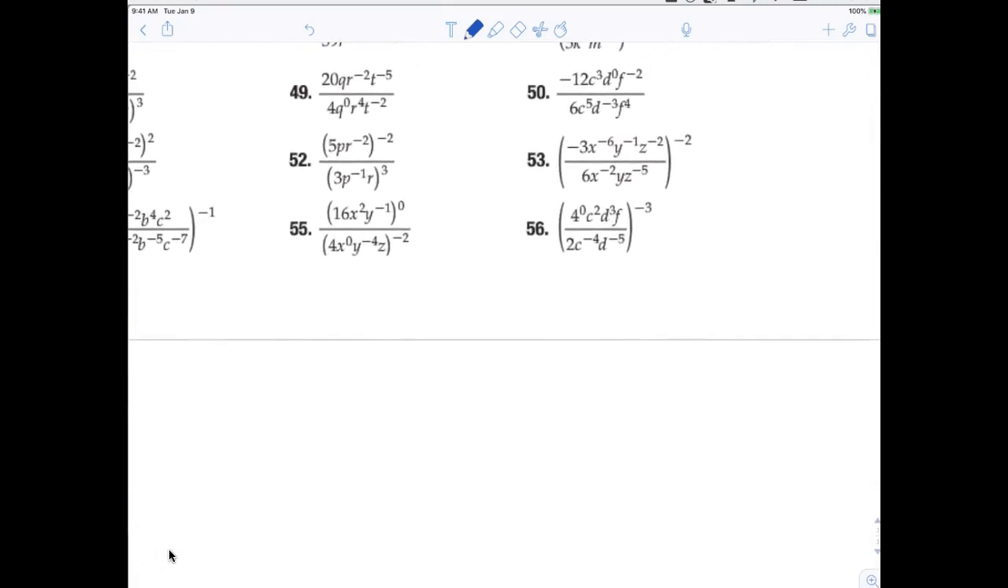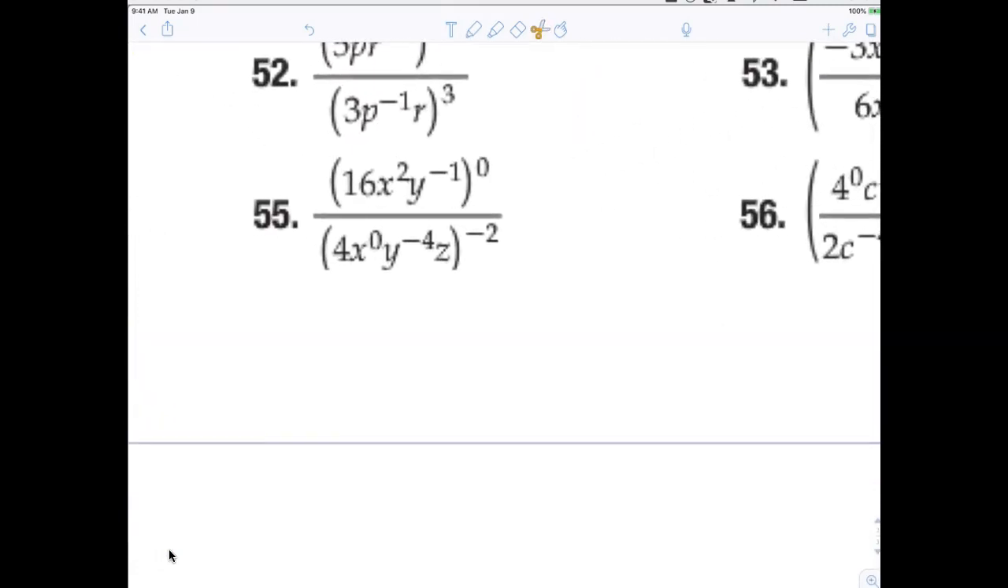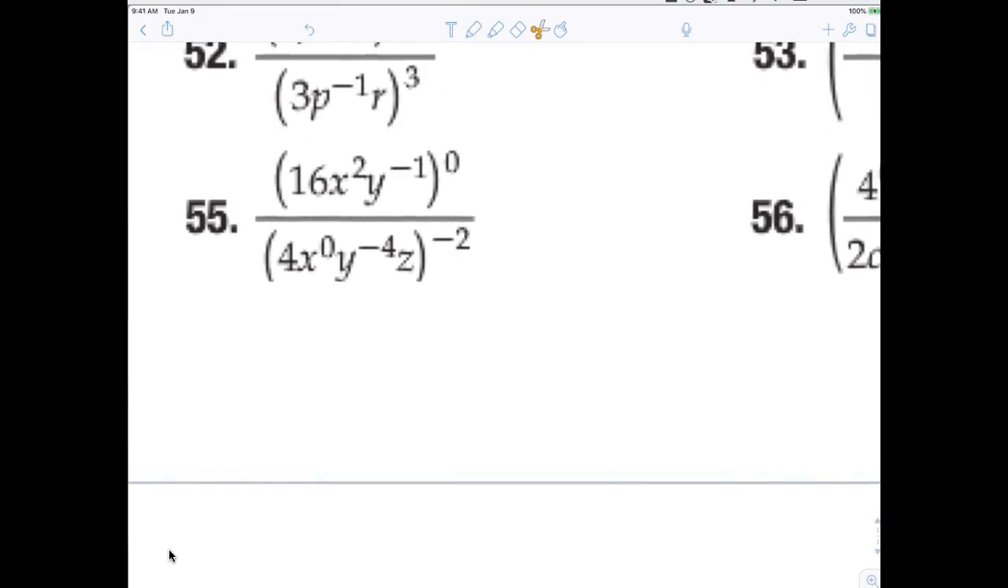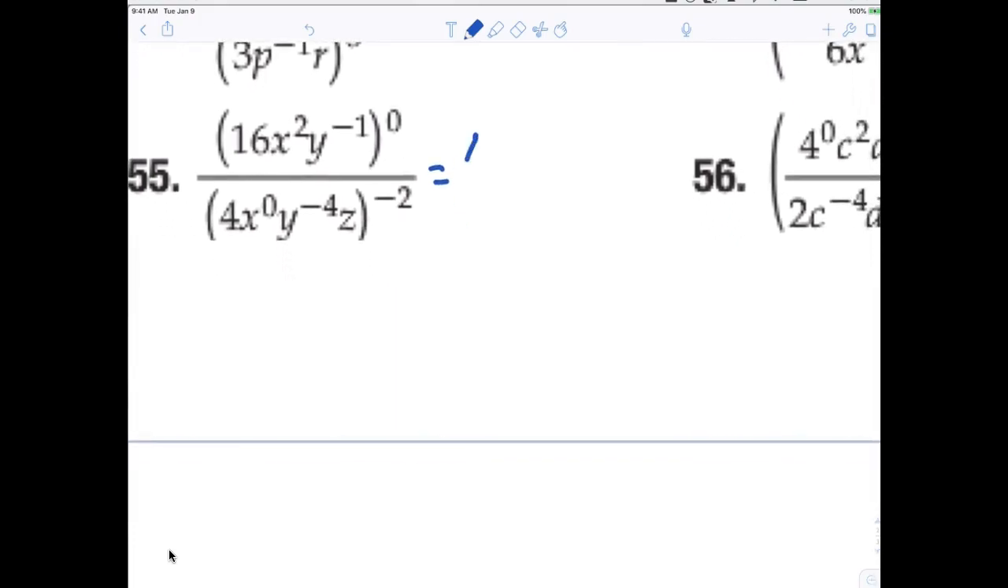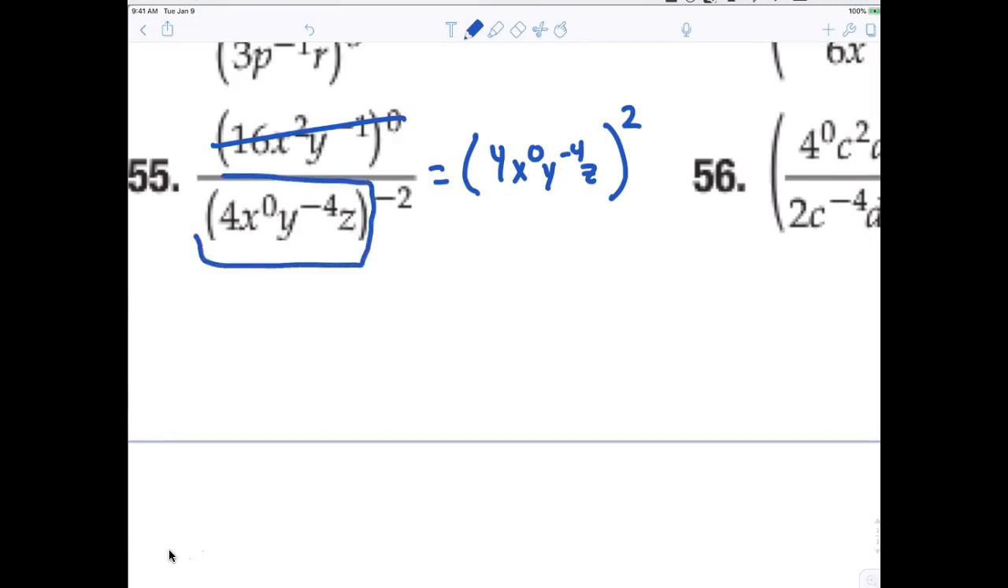So we're going to start with number 55. All right, Mr. Roby, you're up. First thing you notice is what? The top is 1. Now, what do you notice about the bottom? You have to move it all to the top. So you should recognize right off the bat that this is 4x to the 0, y to the negative 4, z squared. Anybody having an issue with that? Because this whole thing is being raised to a negative 2.